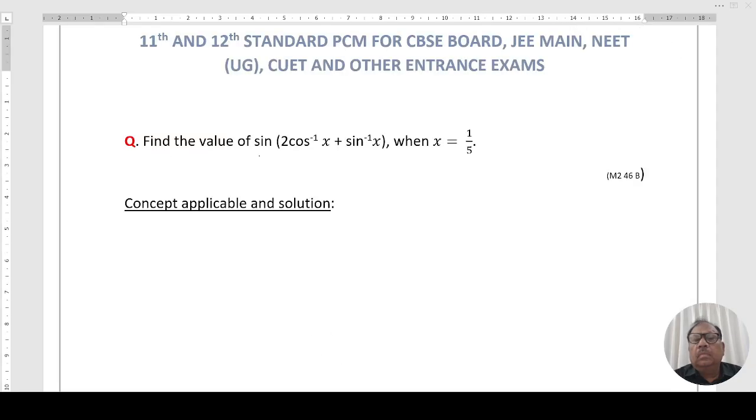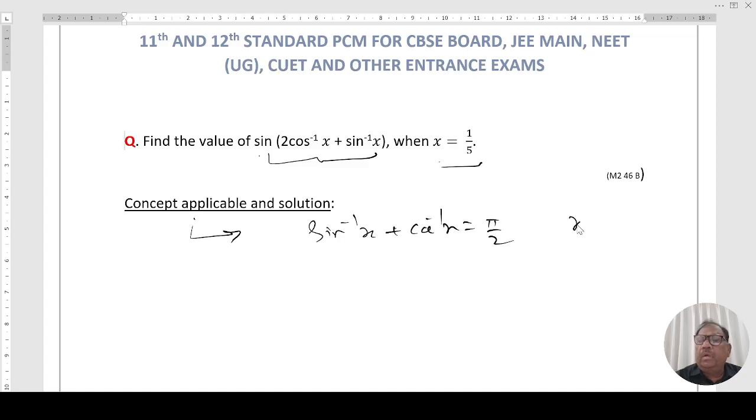Next question. Question is, find the value of sine of 2 cos inverse x plus sine inverse x when x equal to 1 by 5. Concept applicable: sine inverse x plus cos inverse x equal to pi by 2, provided x belongs to minus 1, 1.